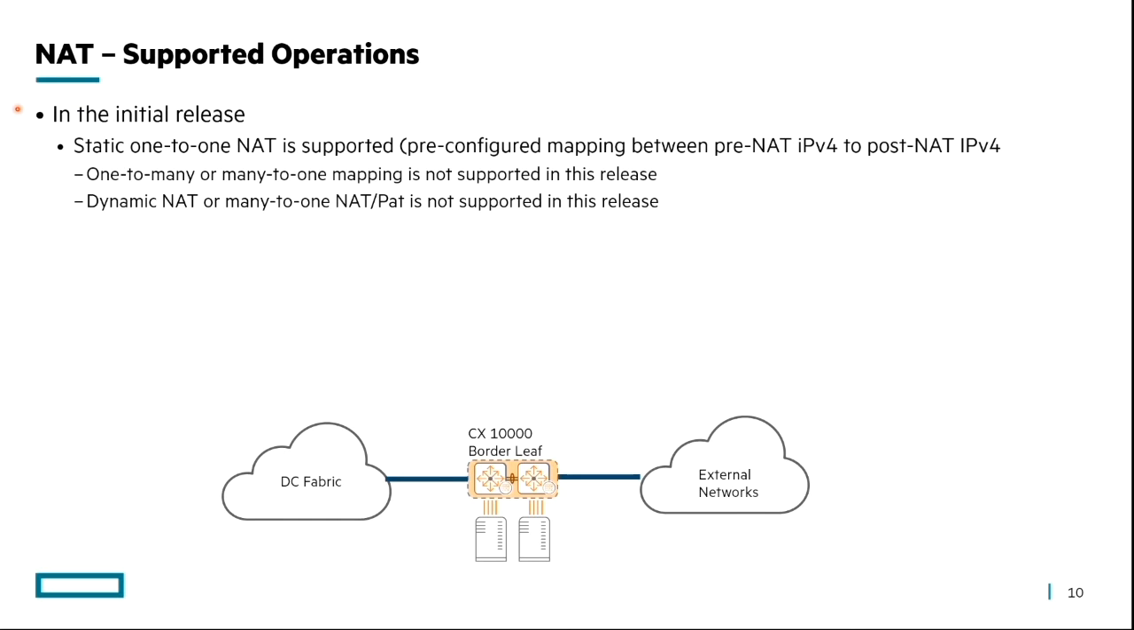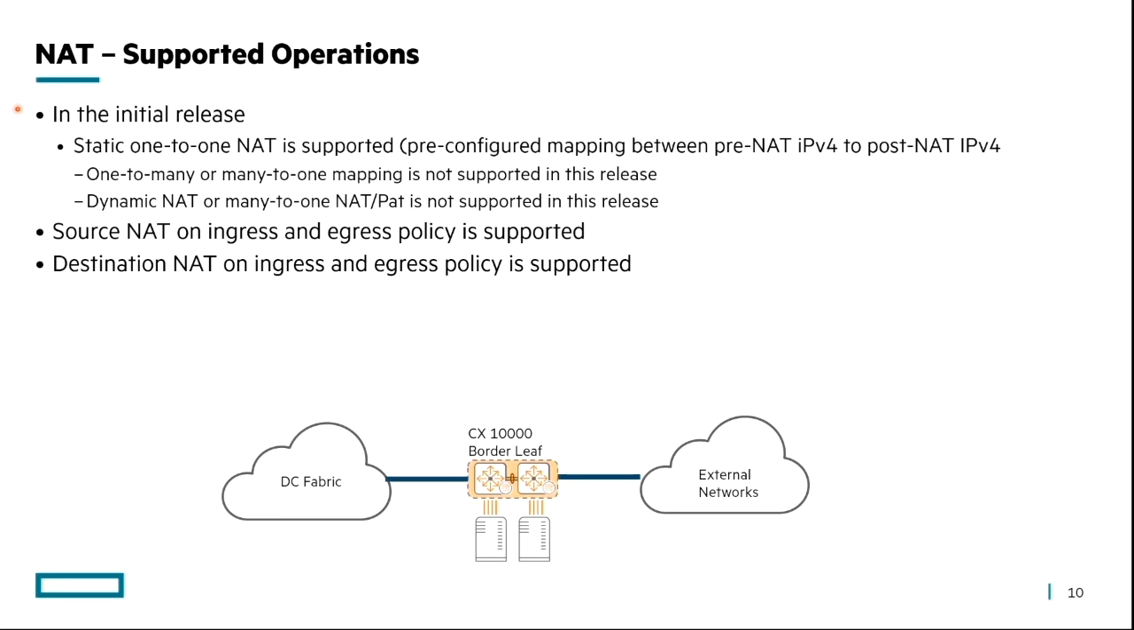Static one-to-one NAT is supported. One-to-many or many-to-one mapping is not supported in this initial release. Likewise, dynamic NAT or many-to-one NAT PAT is not supported in this initial release. Source NAT on ingress and egress policy is supported, and destination NAT on ingress and egress policy is supported as well. And just to remind you, all configurations are implemented on the Pensando PSM.